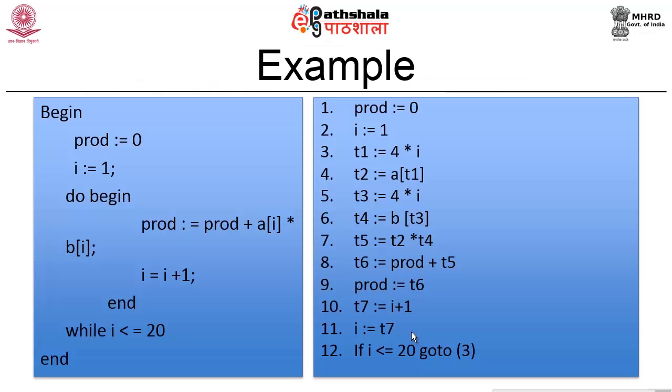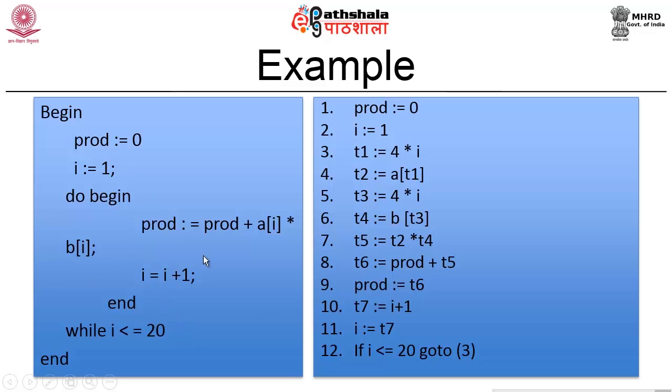So let us take this example, where the input is: prod equal to 0, i equal to 1, prod equal to prod plus a of i into b of i, i equal to i plus 1, and then end. This is a do while, so while i is less than 20.